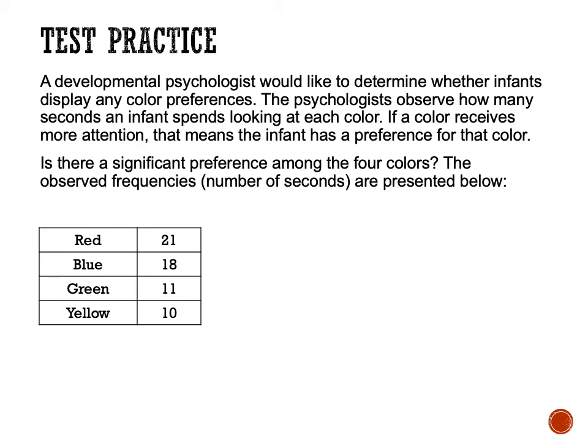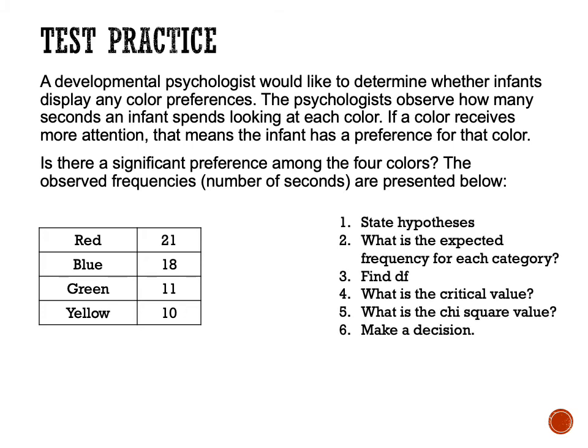So we already have our data here. We've already collected our data. This is the data that we have. This is the observed data. And these are the questions that you're going to see. These are similar to the questions that you're going to see on the test. So you'll notice that if you read through these questions, it's just walking you through the hypothesis testing process.